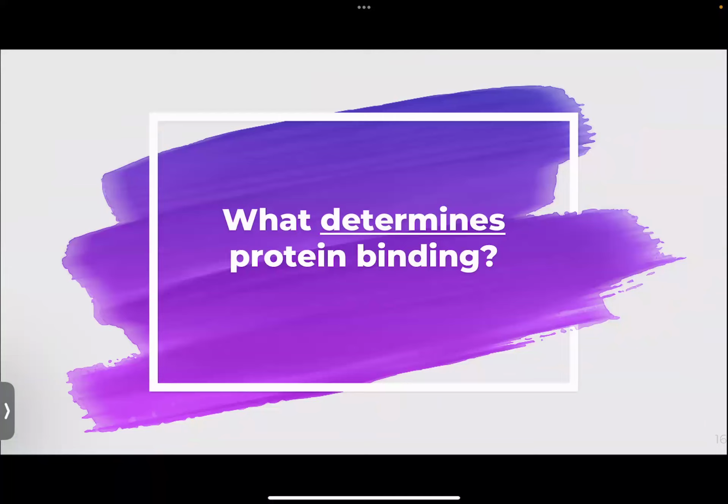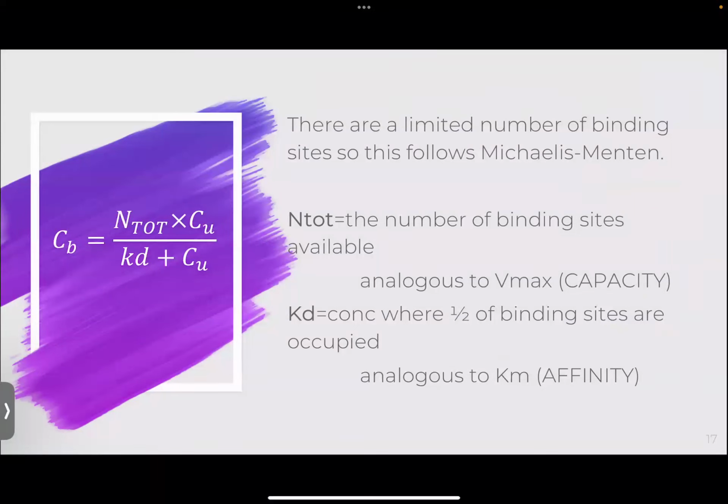All right, we're going to take a little dive into protein binding. So what determines protein binding? Remember this equation that should look much like a Michaelis-Menten form of an equation, where our concentration bound is equal to our N total, which is the number of binding sites available, times our unbound concentration, all over KD, which is our affinity constant, or the concentration of drug where half of those binding sites are full, plus unbound concentration. So there's a limited number of those binding sites.